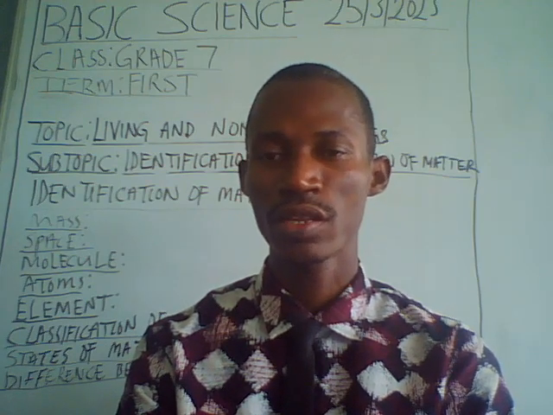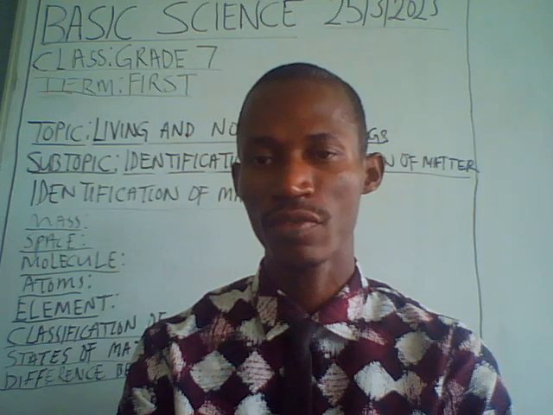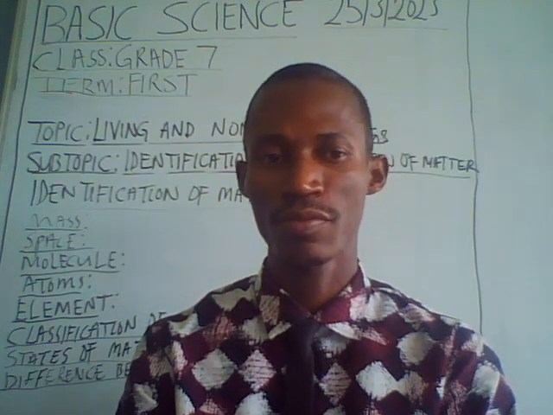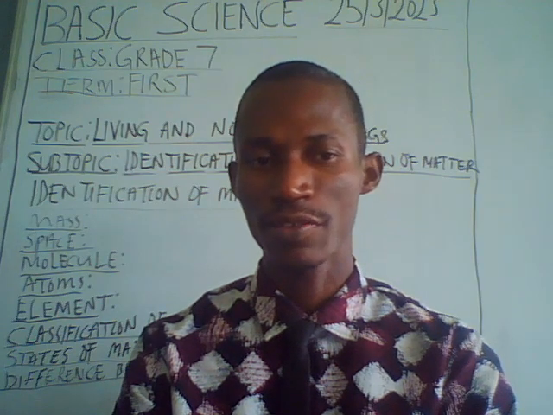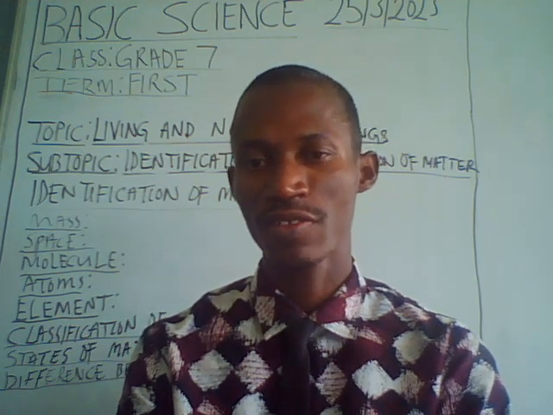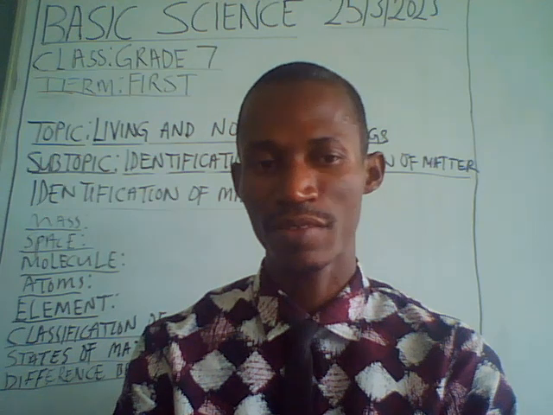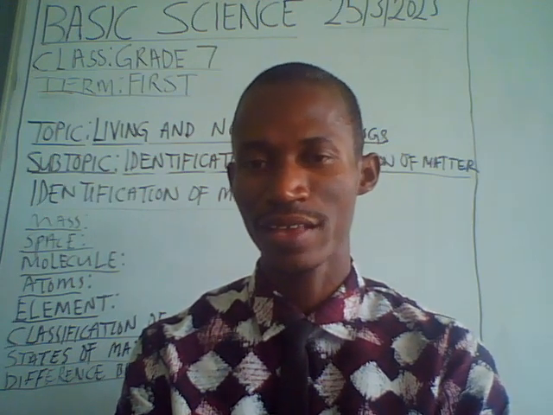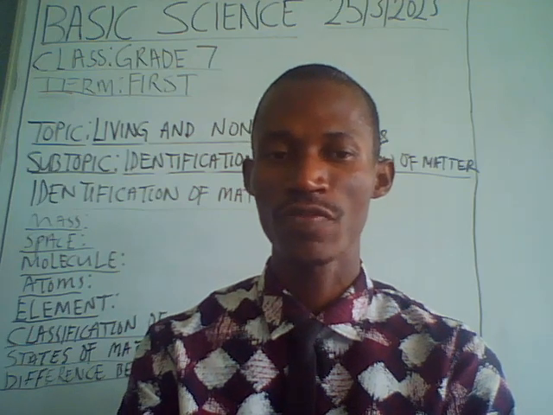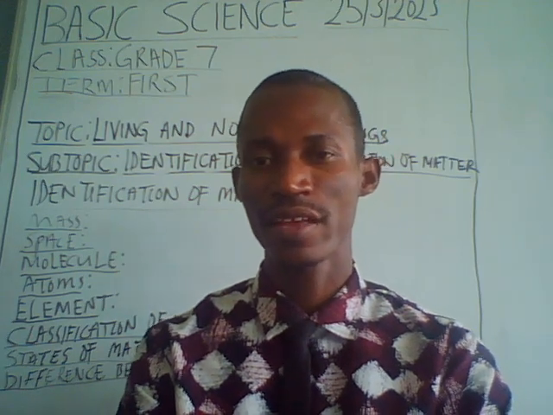So, evaluation: state the meaning of living things. You can comment the answers below. Identify and classify matter. You can also comment the answers below. Explain the various states of matter. You can comment the answers below. Differentiate between mixtures and compounds. Comment the answers below. So I want to leave you with an assignment for our next class.